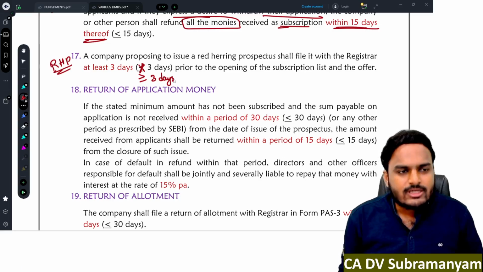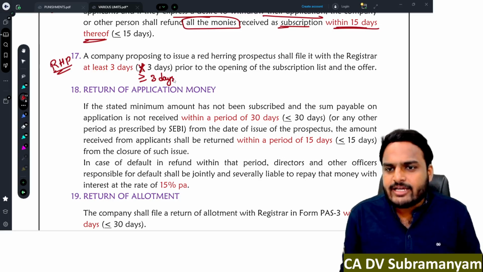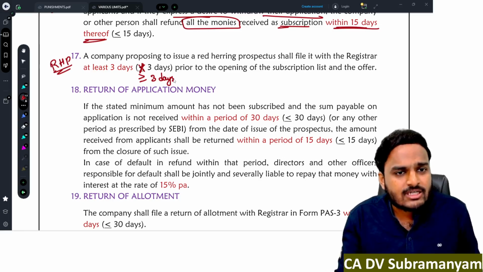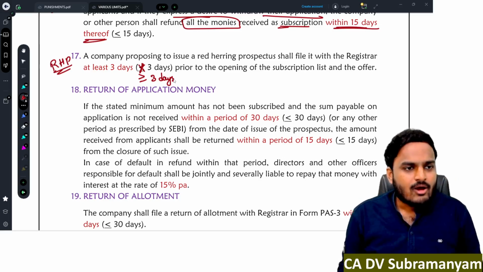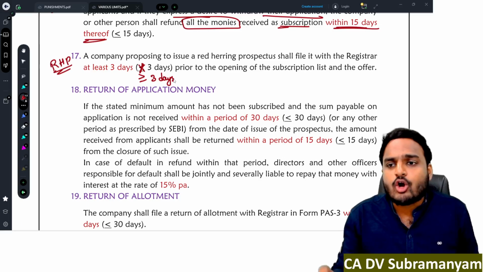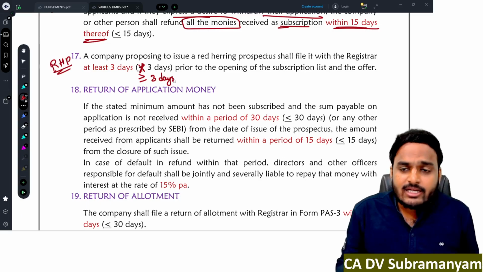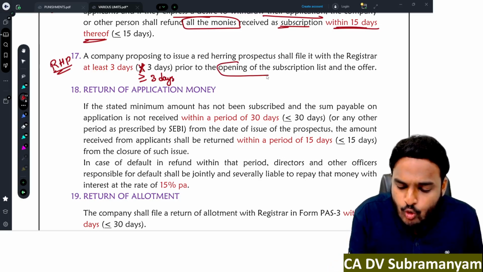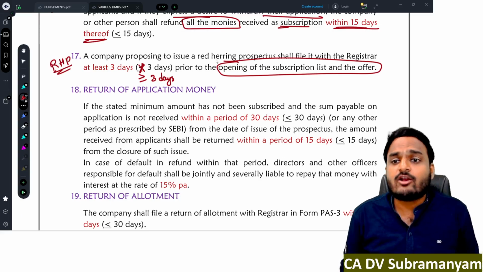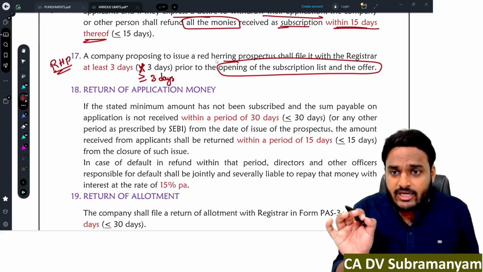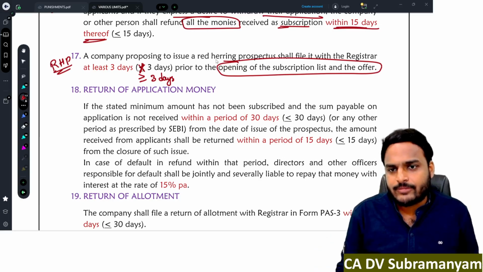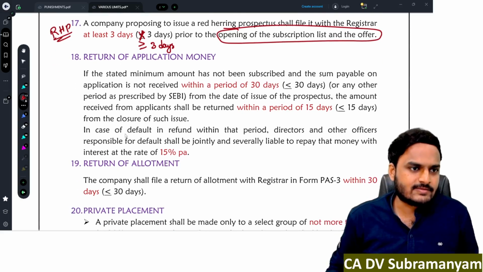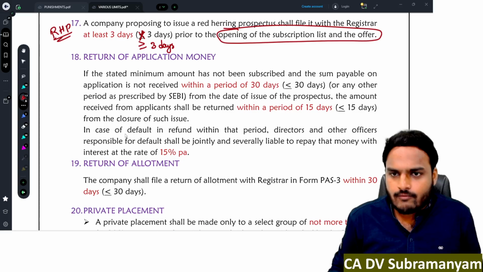So here the time limit is at least 3 days prior to the opening of subscription list and the offer. In case of general prospectus, on or before publication, it has to file a copy of prospectus with registrar. But coming to red herring prospectus, at least 3 days prior to opening of subscription list. It's not date of publication. It is 3 days prior to opening of the subscription list and offer. So the time limit is 3 days prior to the opening of offer.